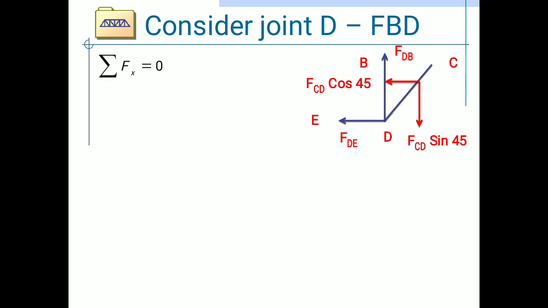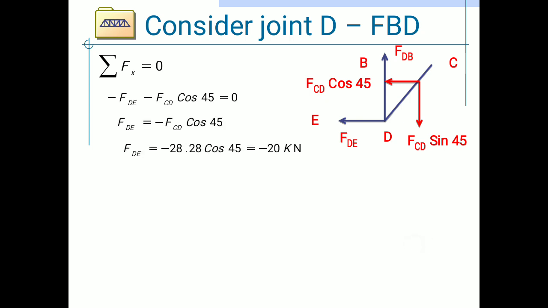By applying the condition summation Fx is equal to 0, minus FDE minus FCD cos 45 is equal to 0. By solving this equation, we will get FDE equal to minus 20 kN.